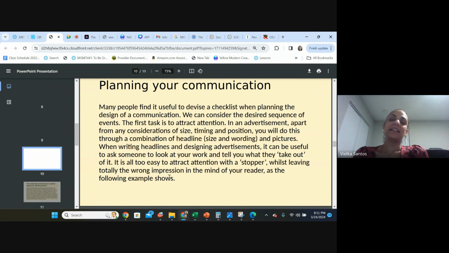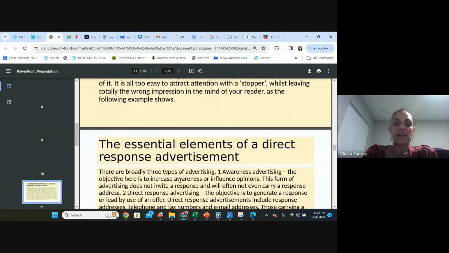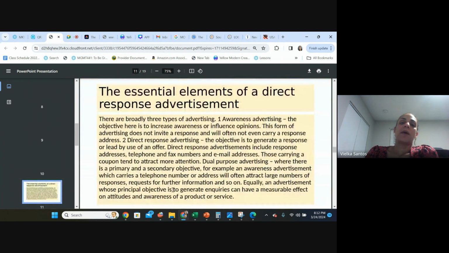When writing headlines and designing advertisements, it can be useful to ask someone to look at your work and tell you what they take out of it. It's also too easy to attract attention with a stopper, which leaves totally the wrong impression in the mind of your reader. So something important to think about.